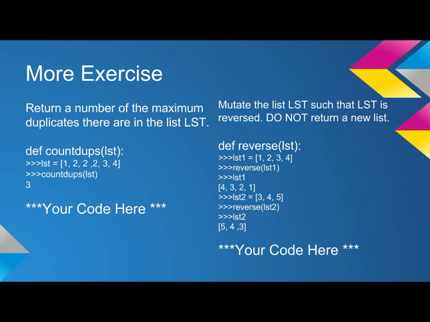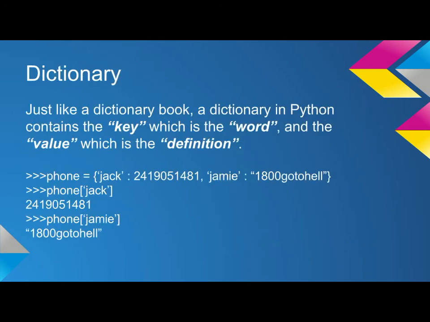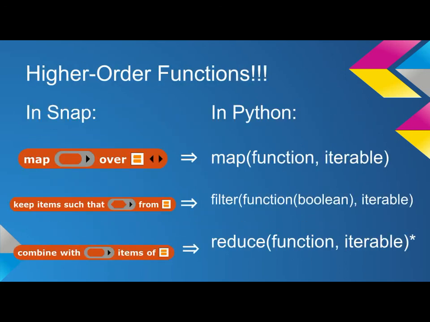Okay. Let's start higher order functions directly from a question. We're all familiar with higher order functions, right? We have map, keep, and combine. And in Python, map is still called map, but keep is called filter, and combine is called reduce. They're the exact same things, just named differently.